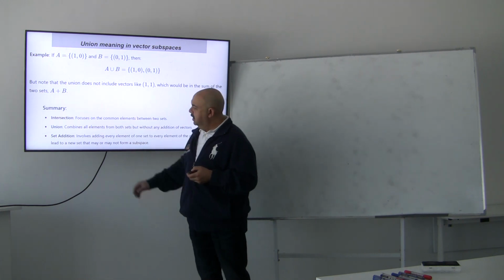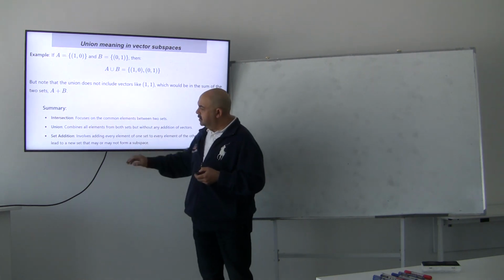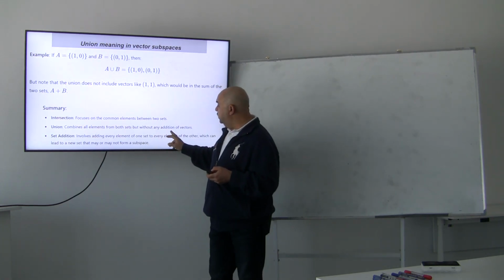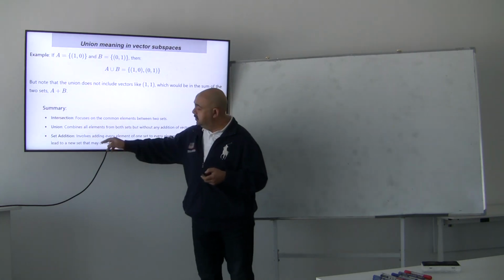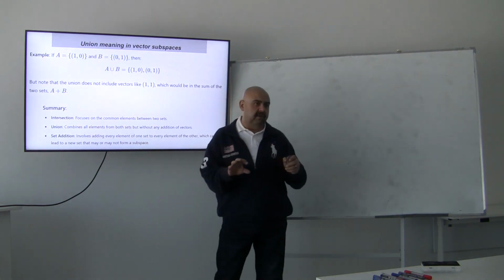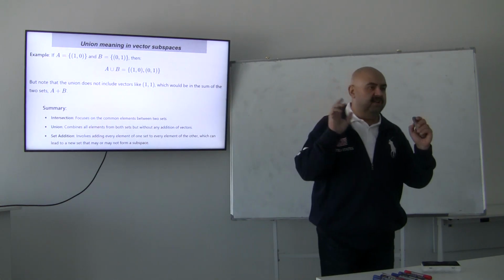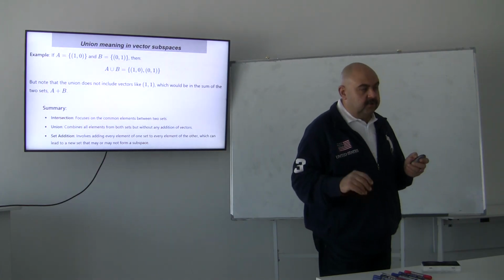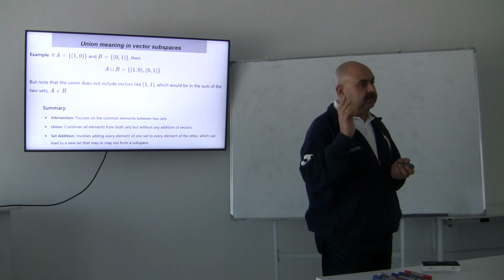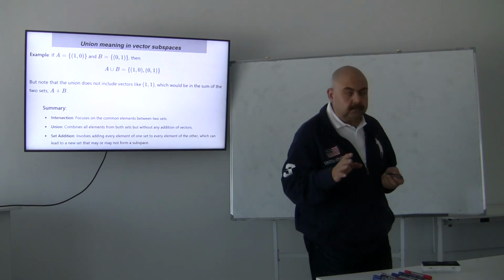This is the summary. The section focuses on the common elements. Union combines all the elements from both sets without any addition of vectors, but in the addition of subvector spaces, there will be an addition of vectors, so you will have another vector space. So for intersection and addition, you will have subvector spaces, but for union, you do not.